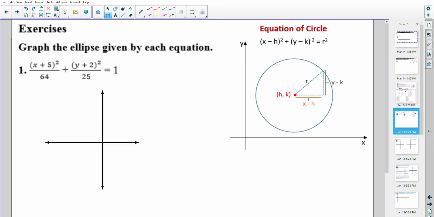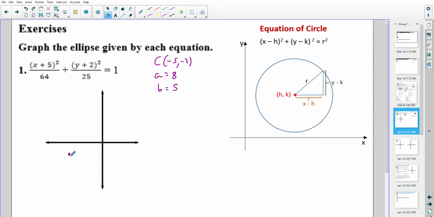Let's take a look at an example. What I'm going to do is just write down the general information. The center is -5, -2, and my A value is the large one, the square root of 64, and the B value is the square root of 25. And therefore, with that information, you can go ahead and draw it.